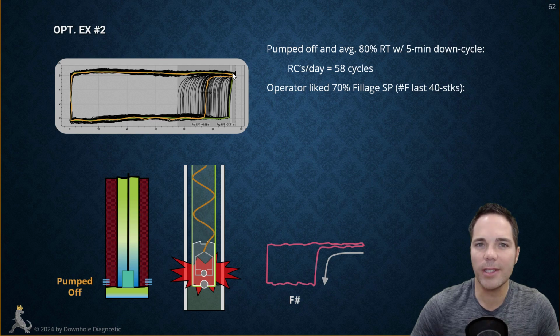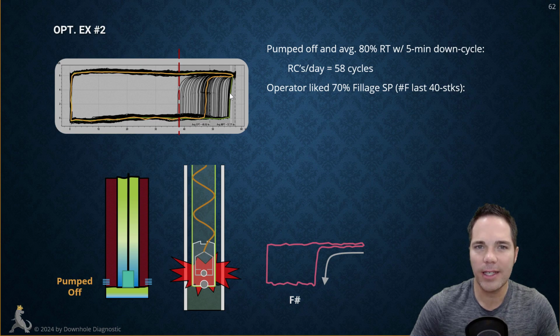Okay, and the operator liked a 70% fillage set point. And as a result, for this particular well, this was really damaging because the fillage dropped very slowly as the well started to pump off. That's not necessarily the case for all wells, but for this particular well, it dropped very slowly. And so a 70% fillage set point is really bad. So the POC is basically looking for the fillage to drop below this threshold, and that's when it determines to turn the well off. And as a result of that, this particular well was pounding fluid the last 40 strokes.